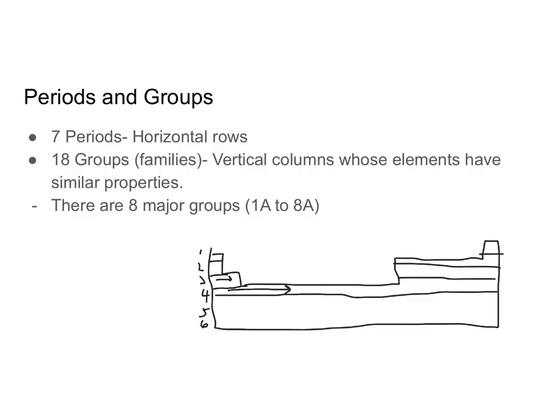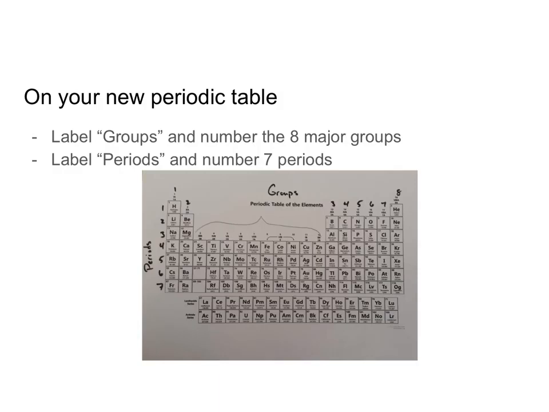And I also have 18 groups, which are the vertical columns, in which elements have similar properties. That's an important part of the periodic table, is that the columns have similar properties. And so my groups are running up and down this way, like that. There's 8 major groups, and you can see this little blocky part here. These are called the transition metals, and that's a different block of the elements. We're going to ignore those with our 1A to 8A as we label those. But just so you know that, remember, the periods are the horizontal rows, the groups or families are the vertical columns.